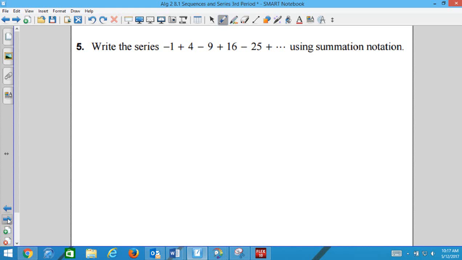Okay. Now 5 talks about writing it using summation notation. I have not showed you that yet. So all we're going to do for 5 right now is find a sub n. Okay, that's all we're going to do for right now. We'll do the summation notation next week.